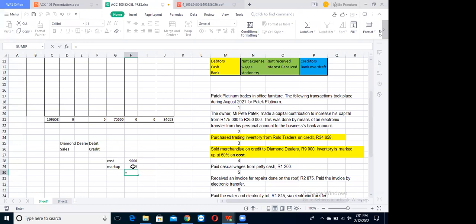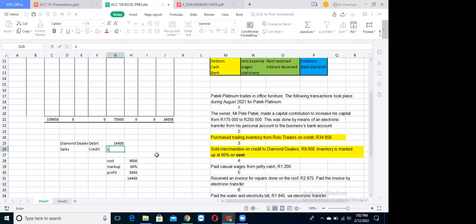So we want to calculate 60% of 9,000. We find that 60% of 9,000 is 5,400. So this is the profit that we are going to make from the transaction. So for us to make this profit, how much should we charge the customer? We should charge him the cost plus the profit that we are supposed to make. And then it comes to 14,400. So we are going to debit how much?